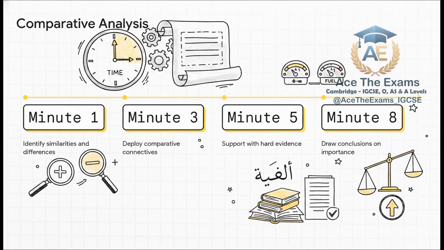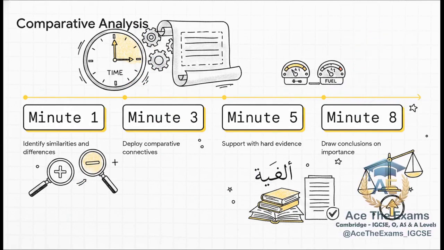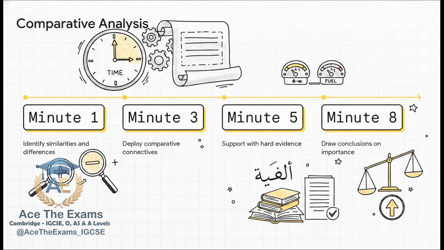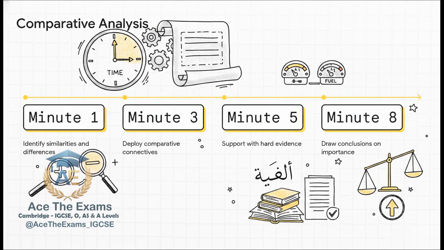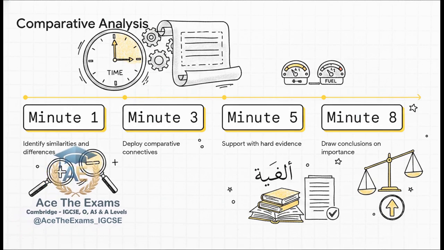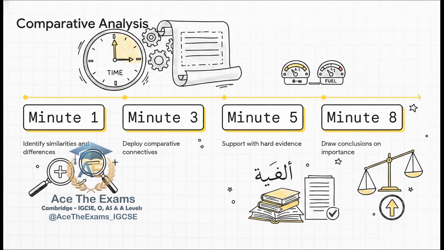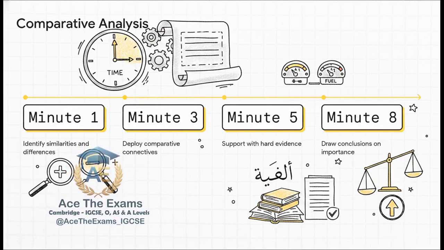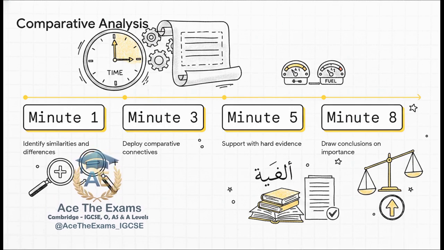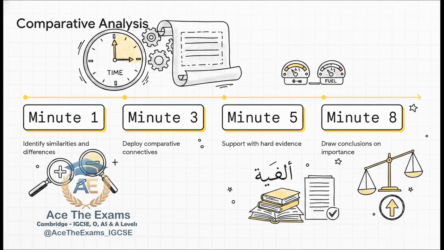Now, let's look at how this translates into a real-time, high-pressure exam environment. Time management is literally everything. Here is your 8-minute time-blocked blueprint for comparative analysis. The clock starts. Minute 1, you immediately identify the core similarities and differences. Minute 3, you start deploying your high-level Arabic comparative connectives. Minute 5, you back up every single comparison with hard, indisputable evidence from the text. And by minute 8, you are drawing concrete conclusions on their relative importance.